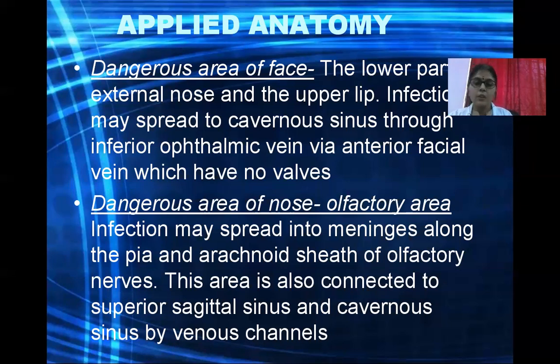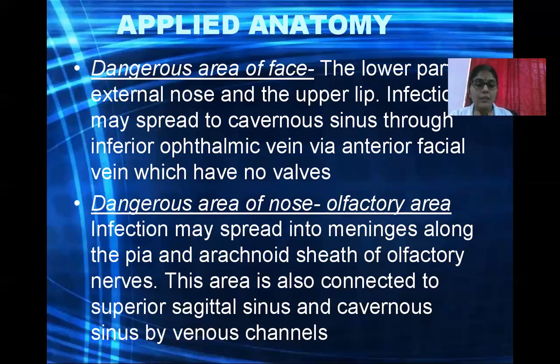So why should you know about the dangerous areas? The infections may spread to the cavernous sinus through the inferior ophthalmic vein via anterior facial veins because they have no valves, and this cavernous sinus inflammation can cause a dreaded complication, cavernous sinus thrombosis, wherein the patient may lose his vision and it can endanger life. So an early infection in the external surface of the nose should be treated as early as possible.